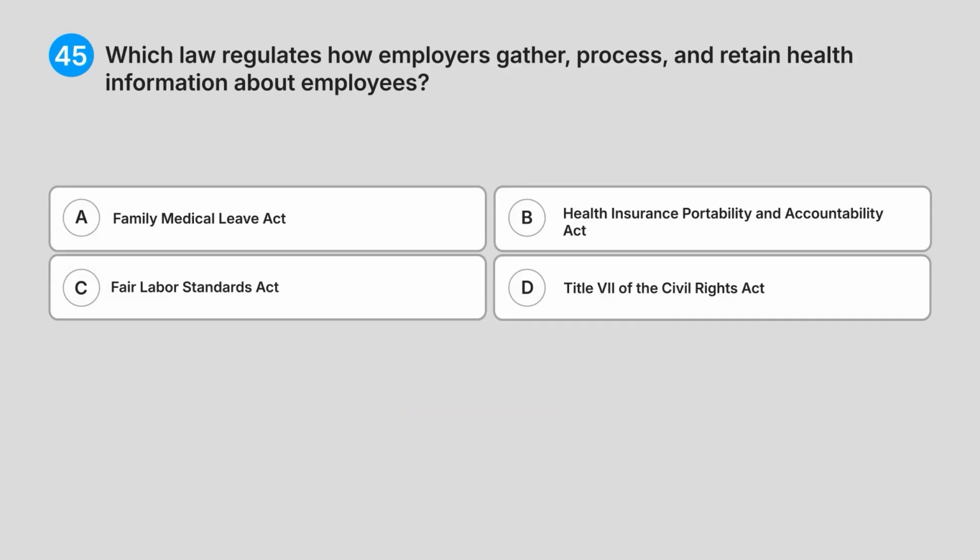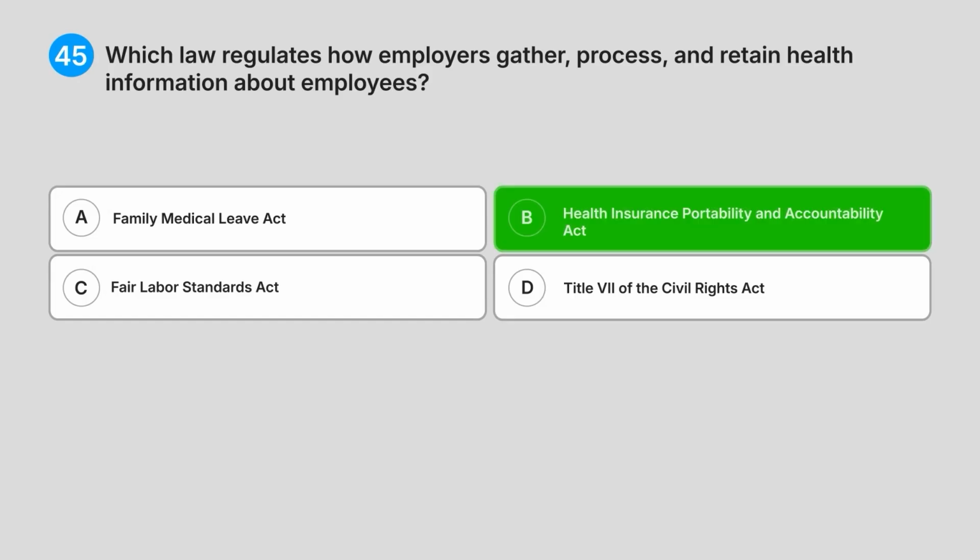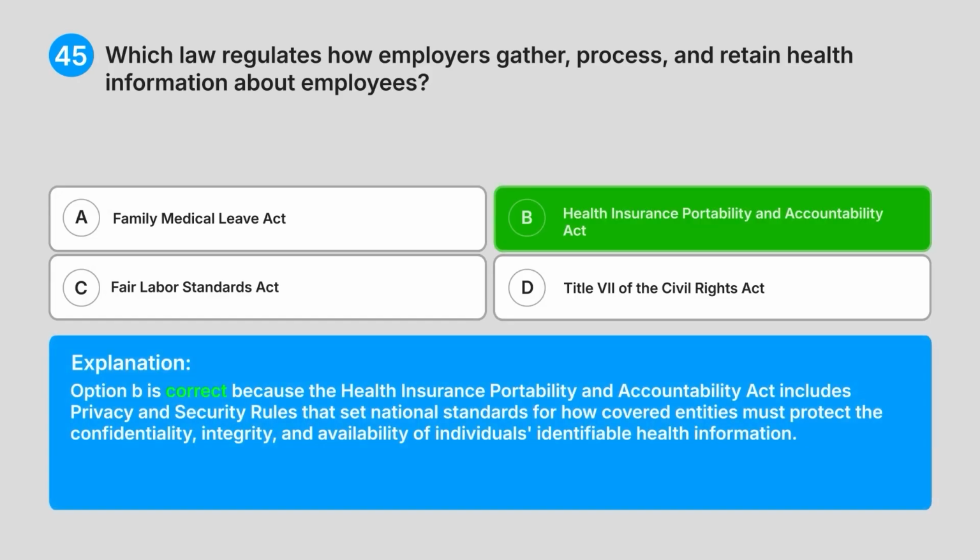Correct answer, B. Health Insurance Portability and Accountability Act. Explanation. Option B is correct because the Health Insurance Portability and Accountability Act includes privacy and security rules that set national standards for how covered entities must protect the confidentiality, integrity, and availability of individuals' identifiable health information.